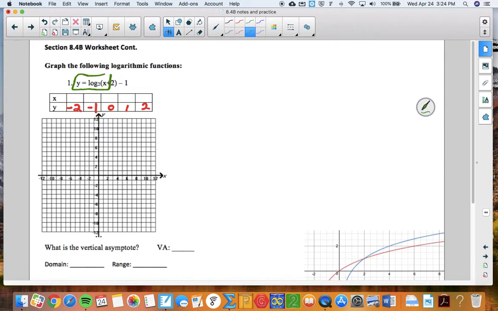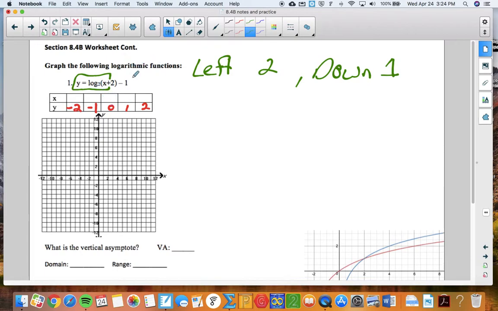Now I'm going to have to erase that in a little bit because once I evaluate this parent function at these values for y, I'm going to have to remember that I need to shift it left 2 because x is getting added 2, and then down 1. So left 2, down 1. That's how I shift the parent or mother function to get the actual graph of this equation.